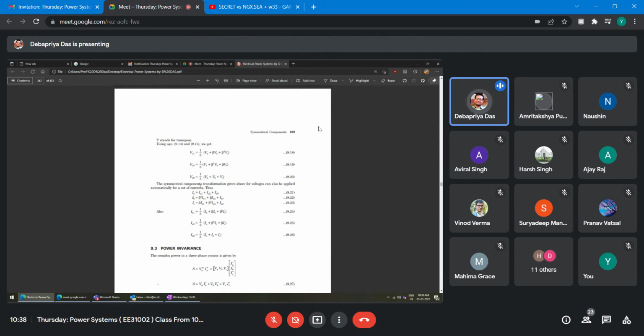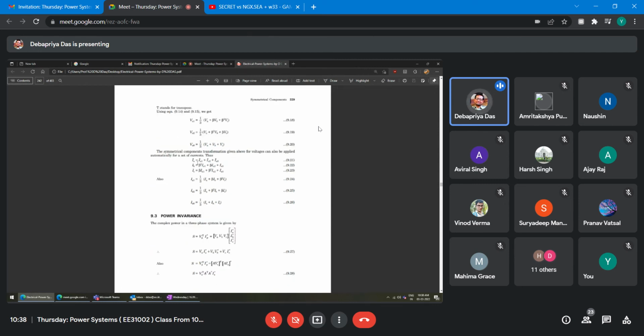Similarly for current also, no need to derive; it is the same philosophy. Ia is equal to Ia1 plus Ia2 plus Ia0. Ib will be beta square Ia1 plus beta Ia2 plus Ia0. And Ic will be beta Ia1 plus beta square Ia2 plus Ia0. Ia1 is 1/3 of Ia plus beta Ib plus beta square Ic, where instead of Va, Vb, Vc you put Ia, Ib, Ic. Ia2 will be 1/3 of Ia plus beta square Ib plus beta Ic. And Ia0 is 1/3 of Ia plus Ib plus Ic.